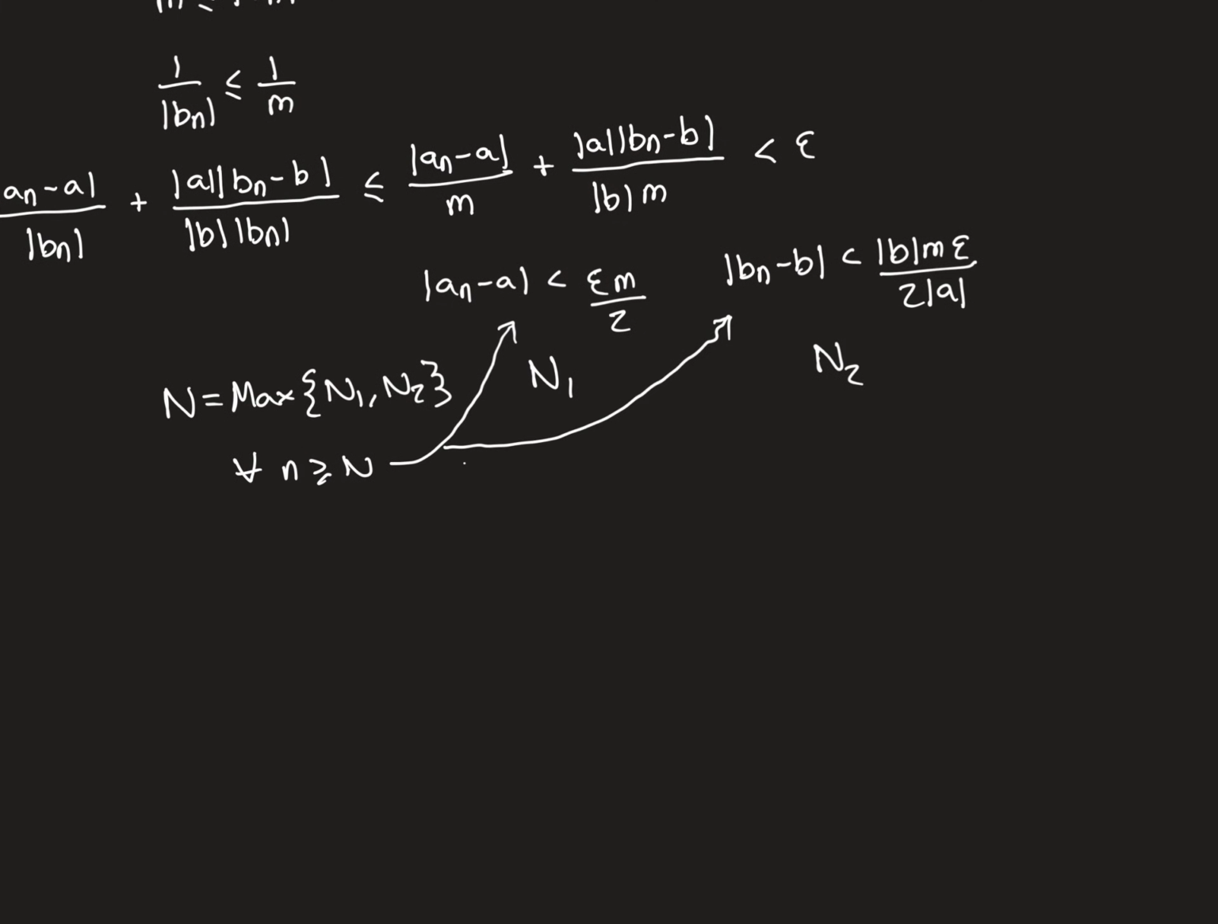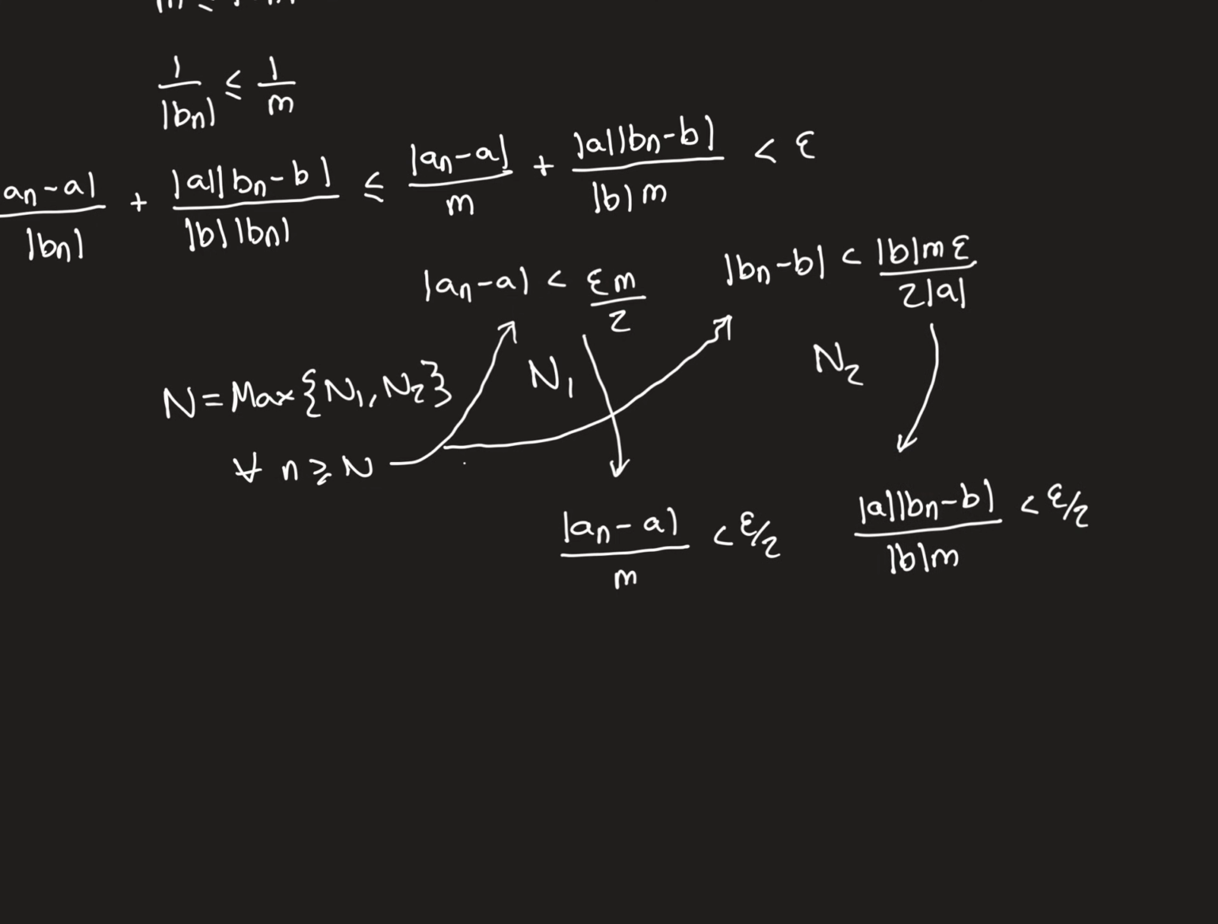So the first thing to do is just multiply through by a few things. So we'll manipulate this one. We'll multiply through by the multiplicative inverse of m to get that mod an minus a over m is less than epsilon over 2. And then for this one, we'll multiply through by mod a over mod b times m to get that mod a mod bn minus b over mod b m is less than epsilon over 2.